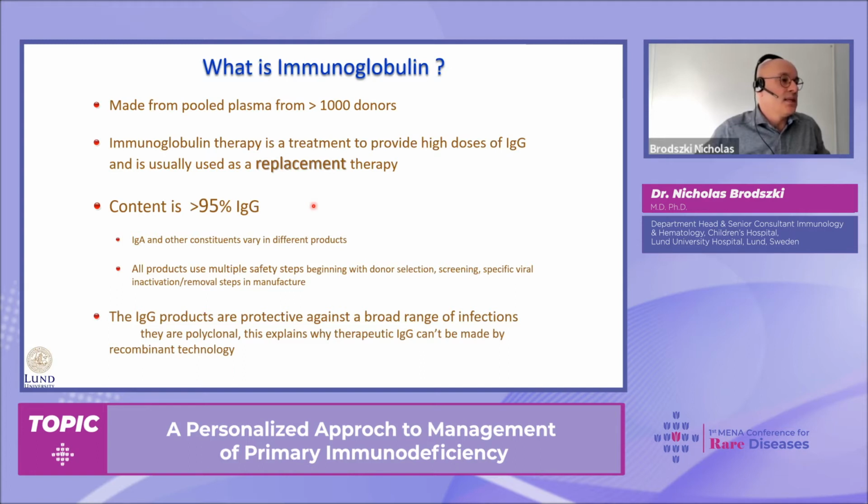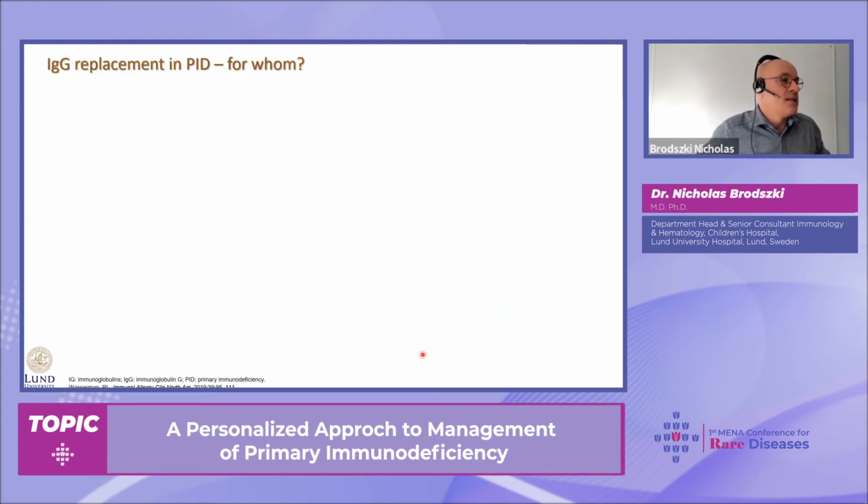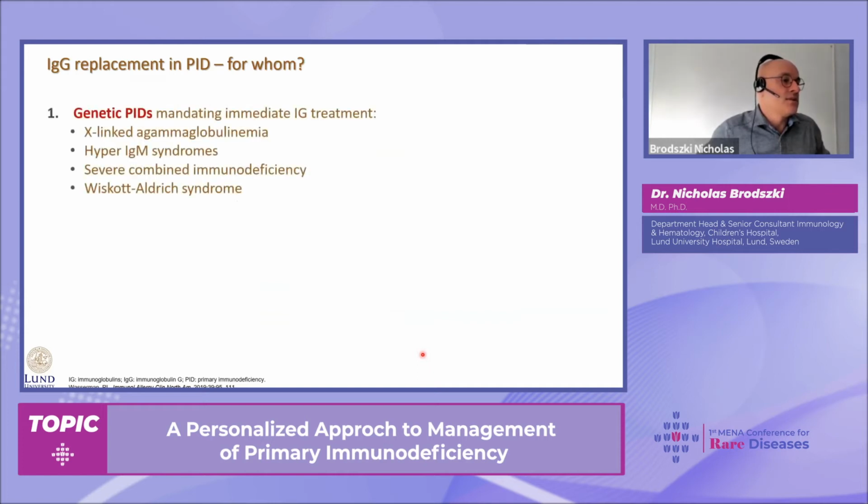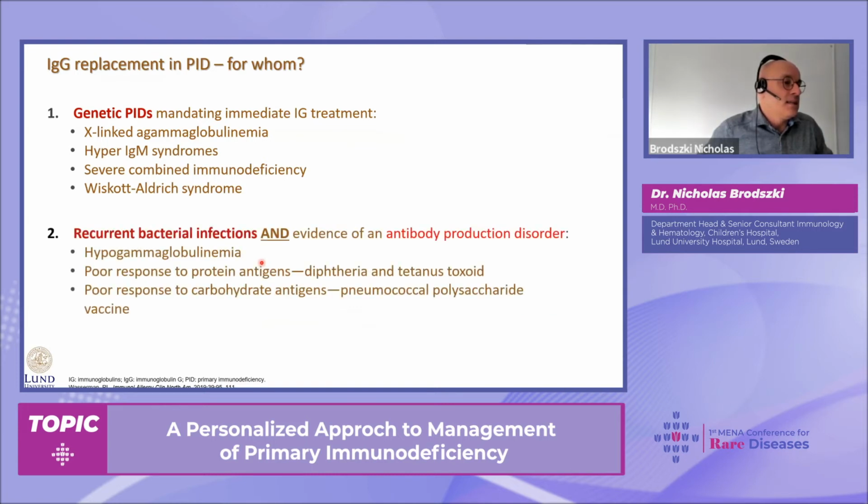To whom shall I give these immunoglobulins? Well, there are a group of diseases where they must have immunoglobulin treatment, and that's X-linked agammaglobulinemia, the XLA, the hyper IgM syndromes, severe combined immune deficiency, Wiskott-Aldrich syndrome. So if you find a patient with this diagnosis, then you start your treatment. And then there is another group which is a little bit more tricky, because first they have to have an antibody production disorder, and usually it's required to have infections in order to give the immunoglobulin. And I'm talking now only about primary immune deficiency, not about secondary and not autoimmune diseases and so on. So two groups, either genetic or you have the antibody production disorder and infections.